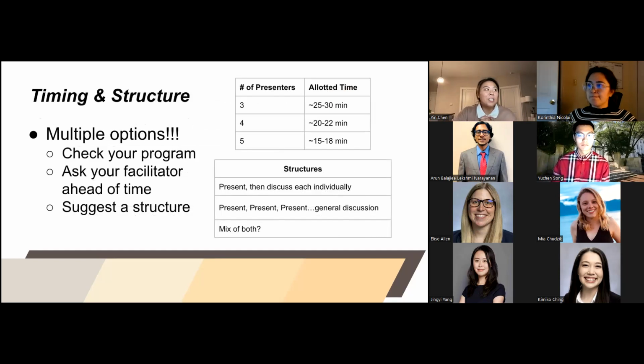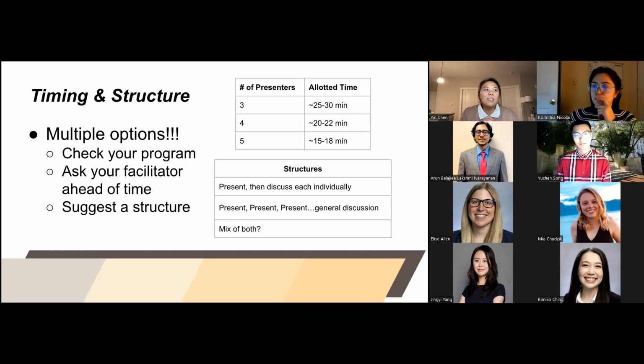The second thing I want to talk about is timing and structure, because again, there are a lot of unknowns. And so, some tips to get around some of those unknowns. First of all, depending on the number of presenters at your table dictates how much time you have. So if you have 3 presenters, you might have 20 to 30 minutes, but if you have upwards of 5 or 6 presenters, you have even less time. And so you have to prepare for all those time intervals.